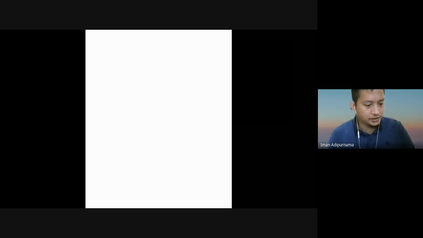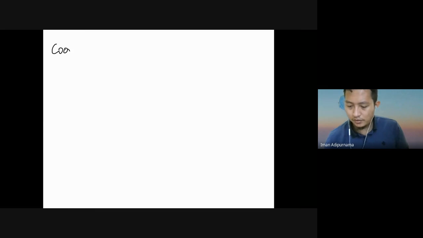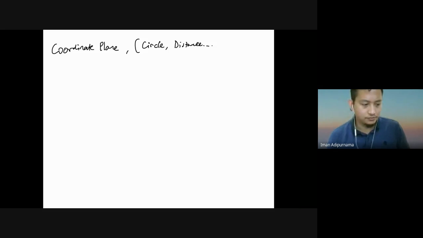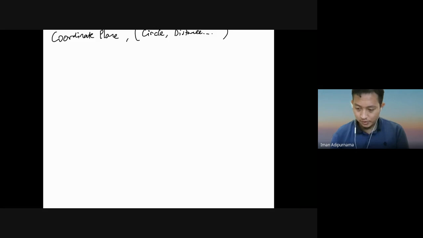Okay, the next section is called the coordinate plane, including the circle and distance. But I think most of you are already familiar with the coordinate plane, right? Maybe just a small review. Distance formula from 2 points of coordinate plane. So distance.